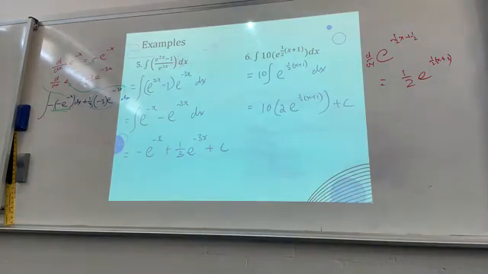Are you all okay with this? Yeah? If you are, I'm going to go to the next bit, which is non-linear. So this is linear. With linear, you've got to be able to manipulate the coefficient in front of e to the power of something, e to the power of fx.